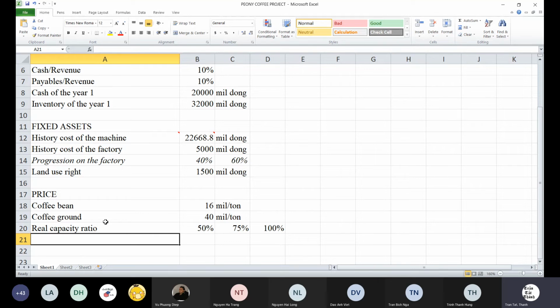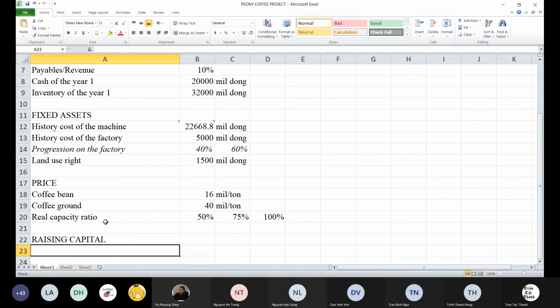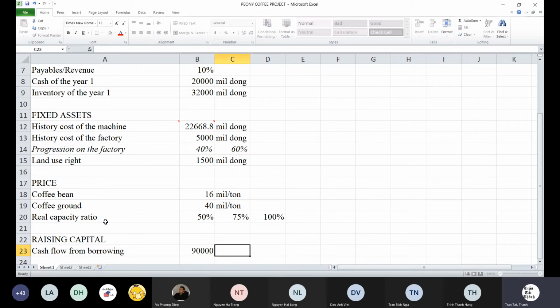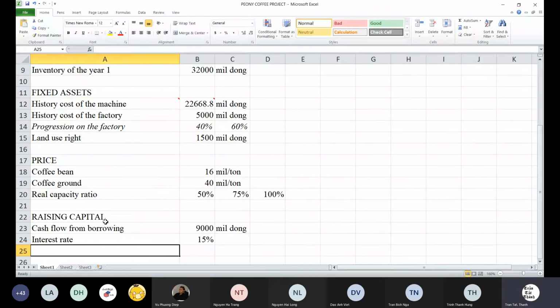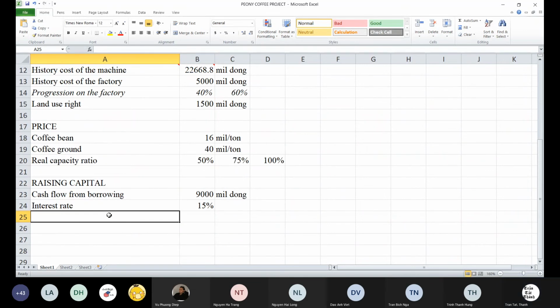And next one is going to be raising capital. Cash flow from borrowing: it's going to be borrowing 9 billion in year 0, $9,000 million. What else? Interest rate is going to be 15%. The principal is paid equally in 6 years, starting from year 2.